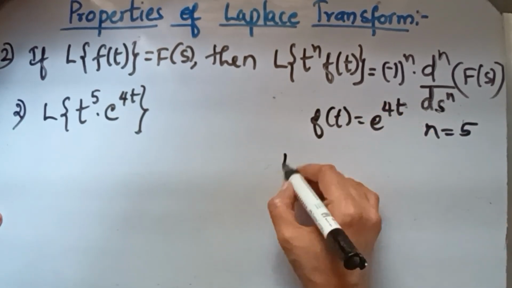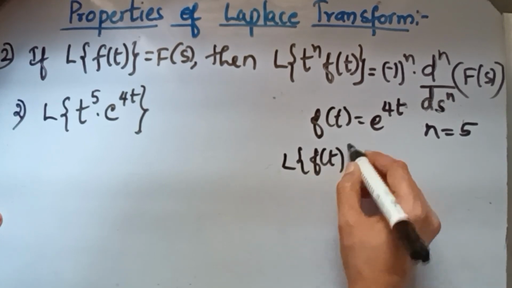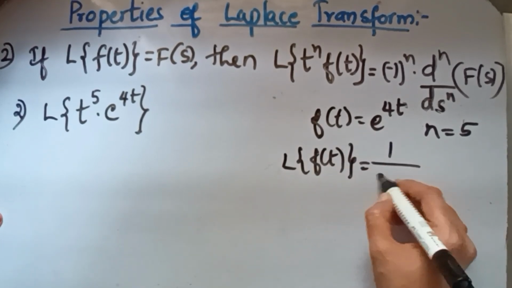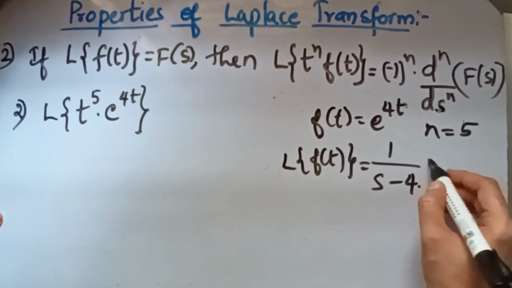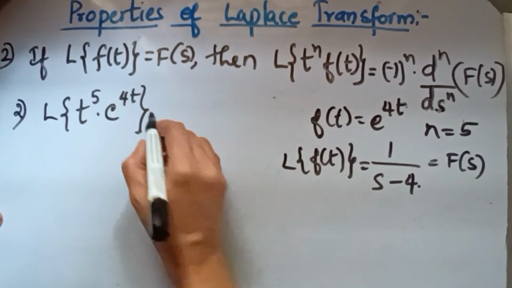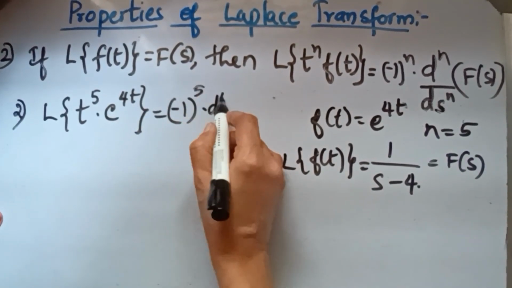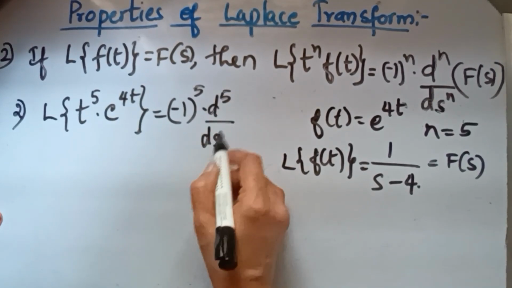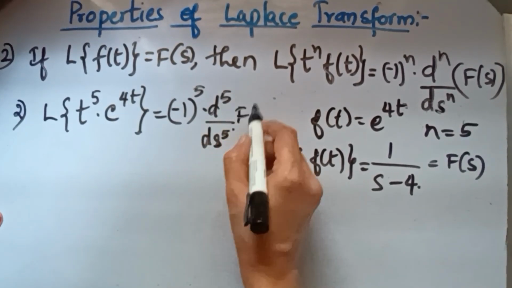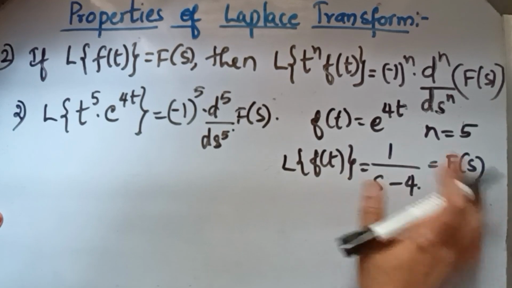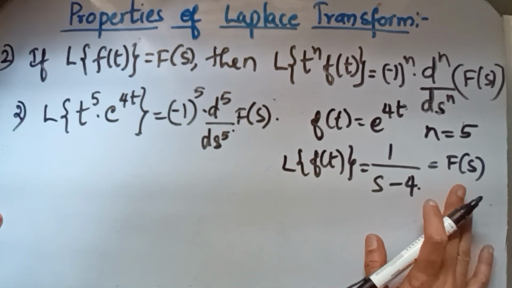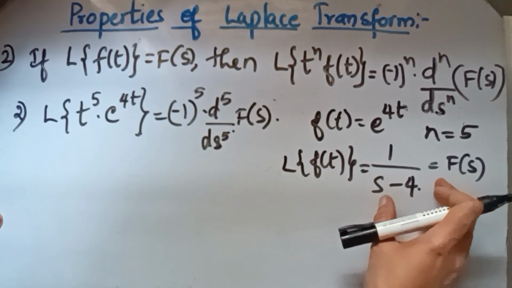What is the Laplace transform of f of t? It is equal to 1 by s minus 4. This is your f of s. Now as per this property, minus 1 to the power 5 into d^5 by ds^5 of f of s. You need to find the fifth derivative. You have to go till the fifth derivative of this function f of s.